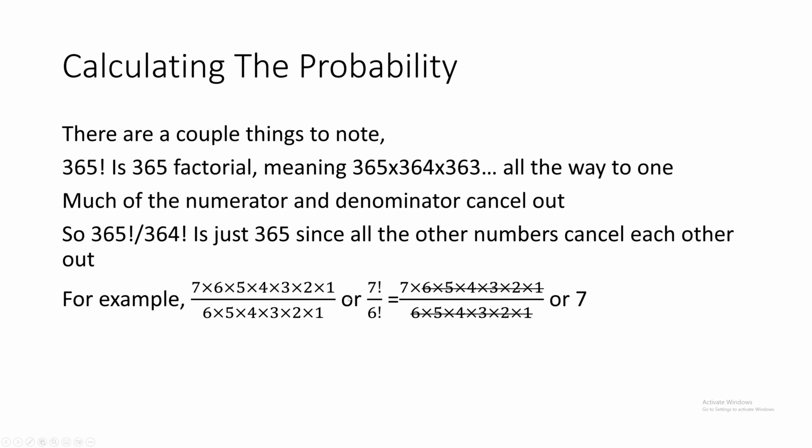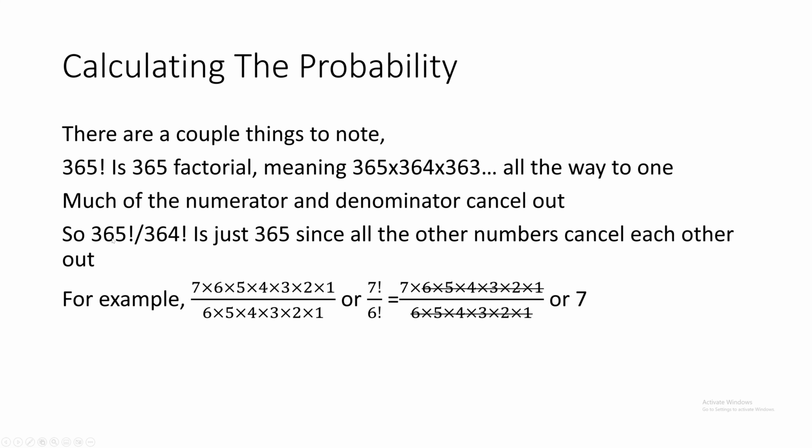This is relatively simple math, so if it looks scary in notation, there's just a couple really simple things to note. So 365 factorial, or with an exclamation point, means 365 times 364 times 363, all the way down to 1. You don't go all the way to 0 because obviously if you multiply by 0, you would just cancel the whole number out. Much of the numerator and the denominator do tend to cancel out in these cases.